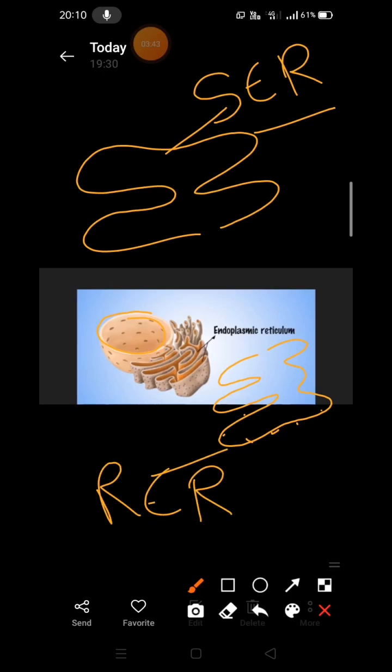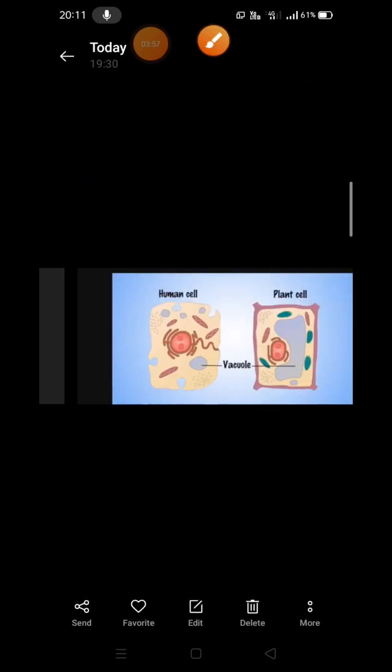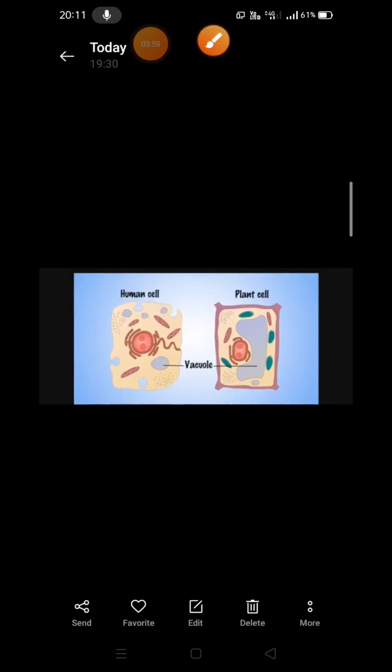Now, why are these endoplasmic reticulums called rough? Because they have these ribosomes. Ribosomes are the dot-like structures which are present on the walls of endoplasmic reticulum. Now, the next organelles: mitochondria, Golgi bodies, endoplasmic reticulum, then vacuoles are there, nucleus is there. So, these are the various organelles present in the cell.